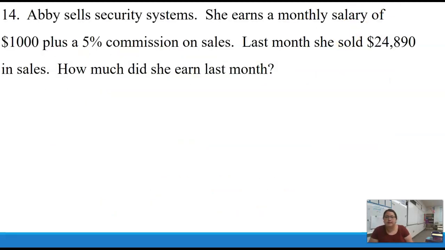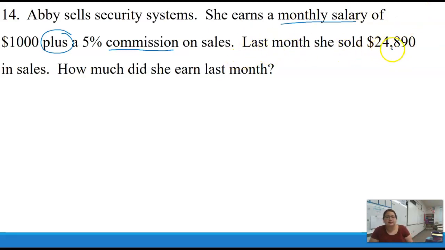So our example here is Abby sells security systems. She earns a monthly salary of $1,000 plus a 5% commission. So these are my keywords. This is how I know that I'm going to need to use a salary plus commission. So I want you to mark these on your paper. So we have salary plus commission. If you see salary and commission, anything like that tells you to use this formula.